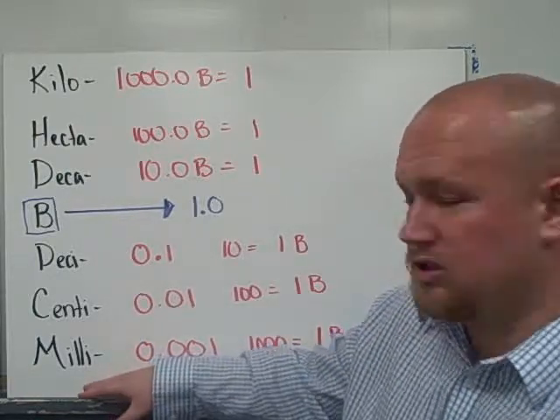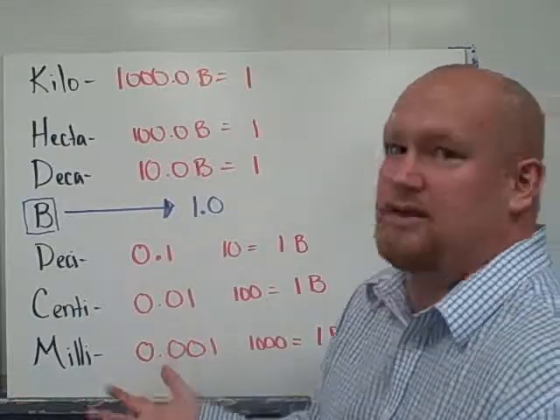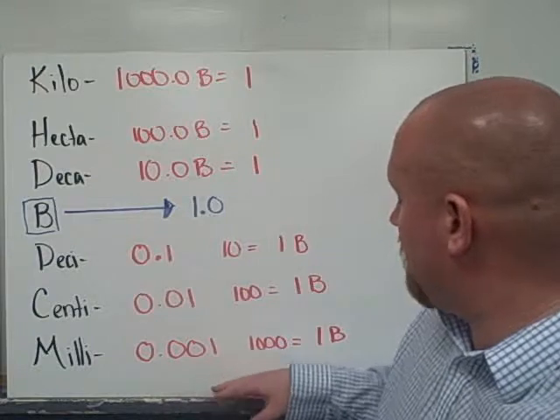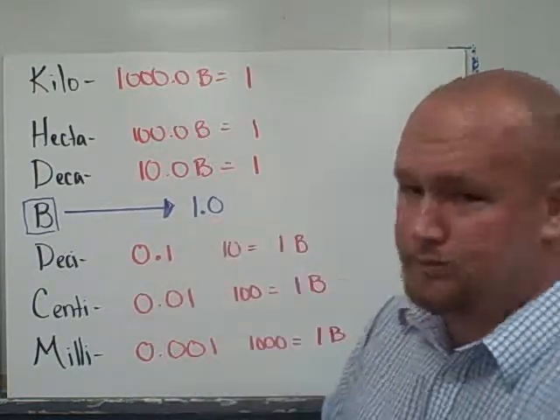And then you have milli, which is another small number. It's thousandths. And look, it's the thousandths. It's amazing how this works. It takes 1,000 of those parts to make a whole.